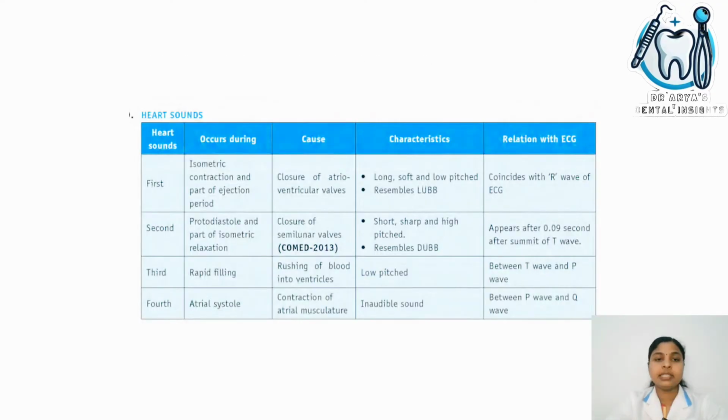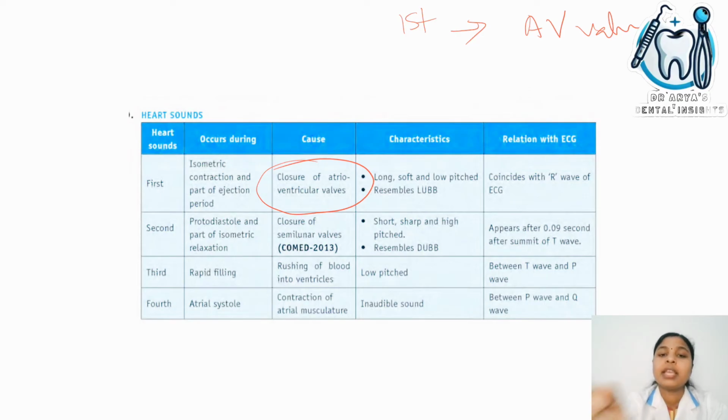So coming to some heart sounds. The first sound occurs during isometric contraction and part of the ejection period, and the cause is closure of the atrioventricular valves. So the first sound is due to closure of AV valves. It is long, soft and low pitched, and resembles the lub sound. It coincides with the R wave of the ECG.